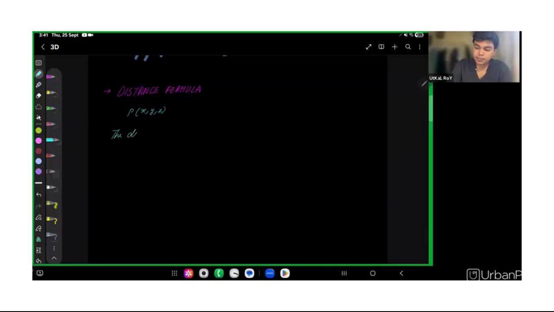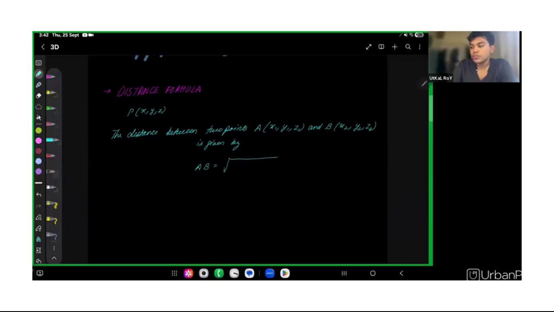The distance between two points A (x1, y1, z1) and B (x2, y2, z2) is given by AB equals root of, it's way similar, that is the difference of the coordinates whole square summation: (x2 minus x1) whole square plus (y2 minus y1) whole square plus (z2 minus z1) whole square, right?